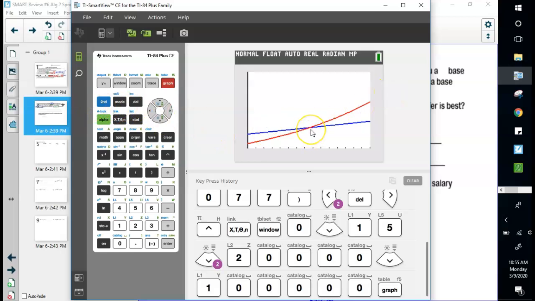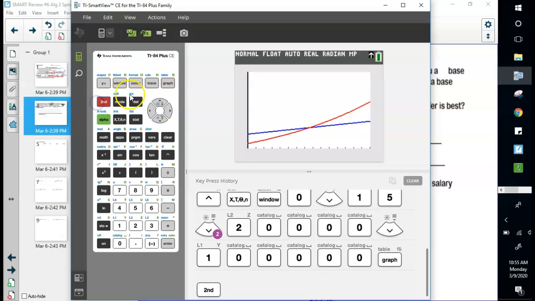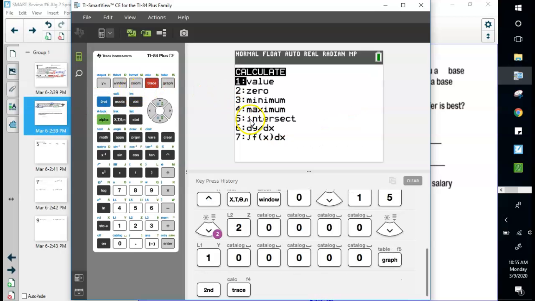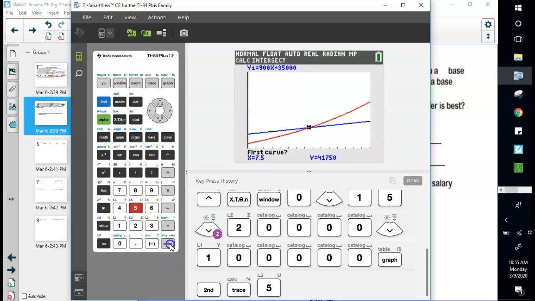So you can actually find this point of intersection using your calculator by choosing the intersect option right here, number 5. And then just hit enter, enter, enter 3 times. And right here it tells you close to exactly 7.6 years into the future is when the other job offer will overtake, and you'll make more money at Warren versus Judson.